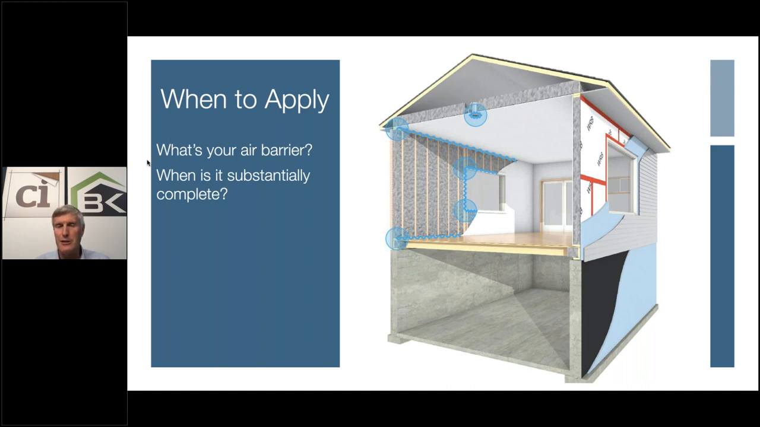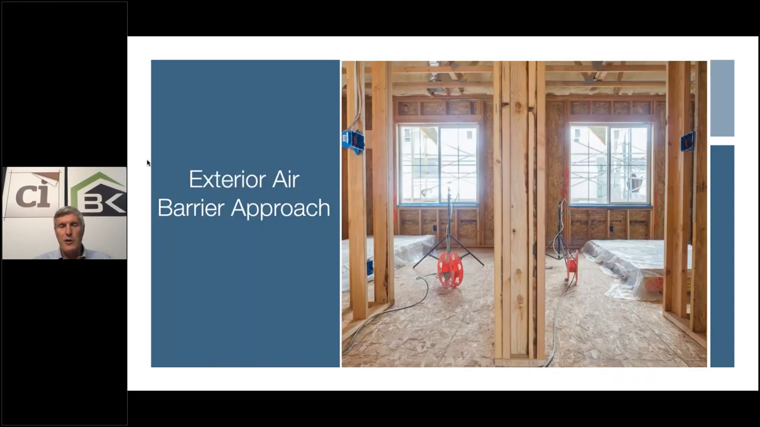In the northern climates, we've typically done an inside AeroBarrier, drywall or poly as AeroBarrier. Southern climates have typically done an exterior AeroBarrier using the weather resistant barrier or the OSB itself as the primary barrier. But it's really about understanding what's my primary AeroBarrier and when is it substantially complete. So if you're doing an exterior AeroBarrier approach, no problem. The OSB or the house wrap can be your AeroBarrier, as long as the house is reasonably complete.